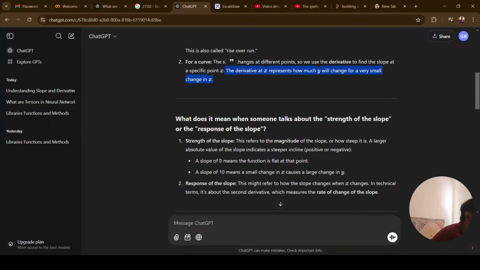Okay. Okay. What does it mean when someone talks about the strength of the response? Strength of this refers to the magnitude of the slope, how steep it is. A larger absolute value of the slope indicates a steeper line, incline or decline. A larger absolute value of the slope, a slope of 0 means the function is flat at that point. Slope of 10 means a small change in x cause a large change in y. Okay.